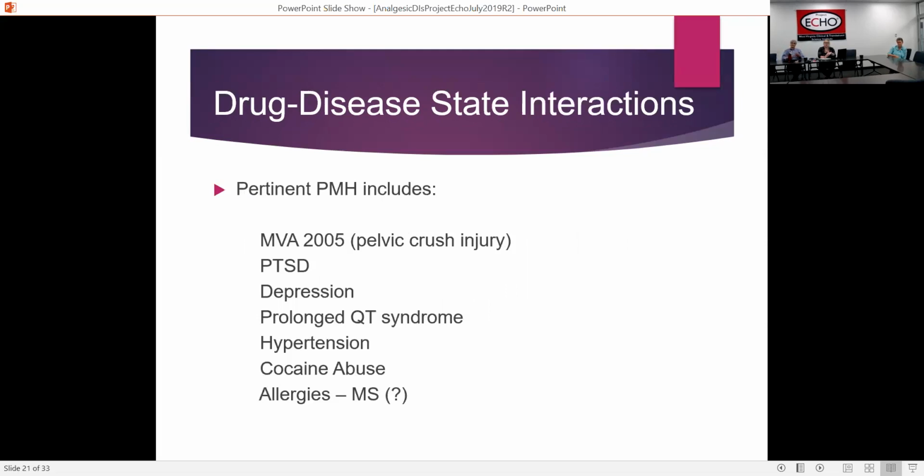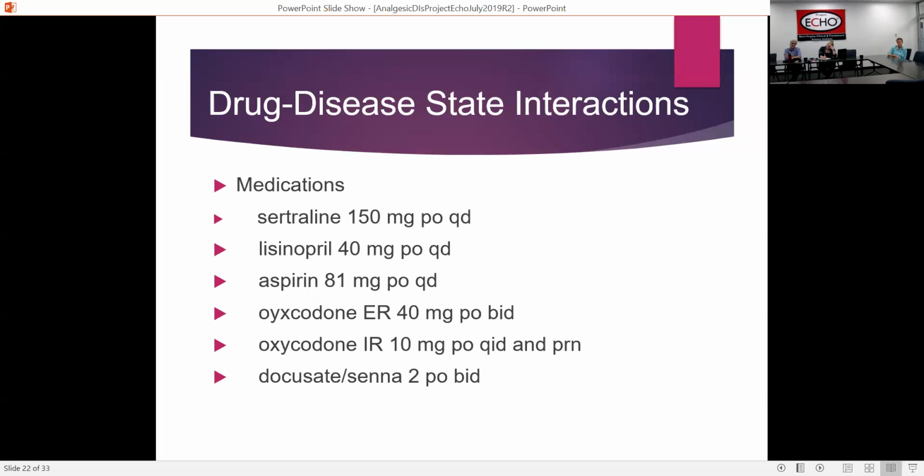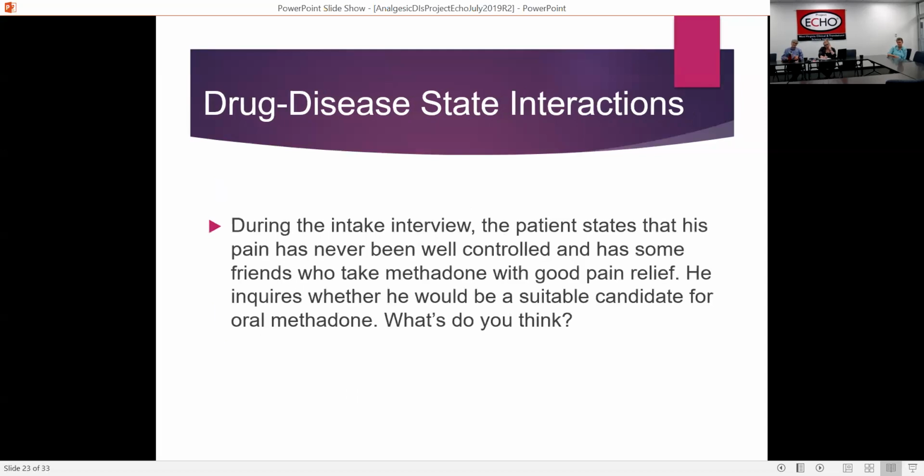He has PTSD, depression. He has noted on a previous EKG to have prolonged QT around 510 milliseconds. He's hypertensive. He's also a cocaine abuser, and he quotes an allergy to morphine. So medications, he's on Zoloft, sertraline, and the rest you can see, plus extended release oxycodone, and a laxative, okay?